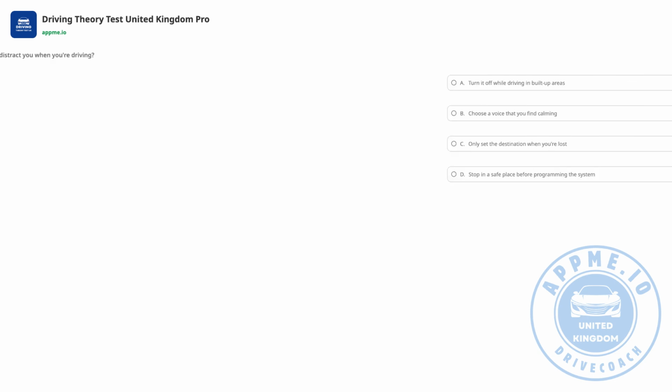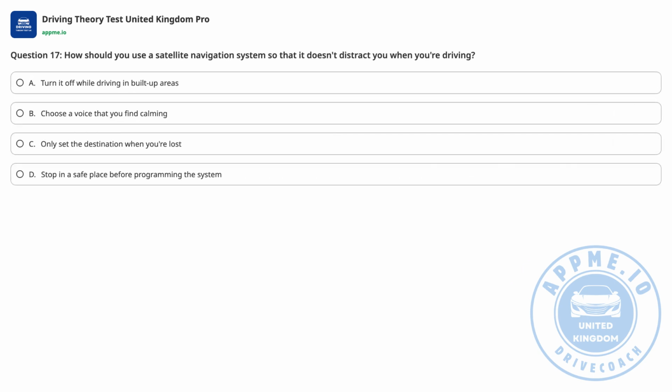Question 17. How should you use a satellite navigation system so that it doesn't distract you when you're driving? A. Turn it off while driving in built-up areas. B. Choose a voice that you find calming. C. Only set the destination when you're lost. D. Stop in a safe place before programming the system.